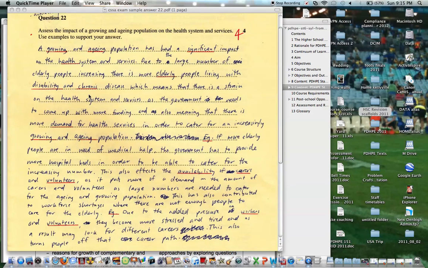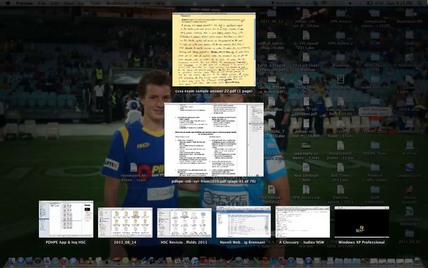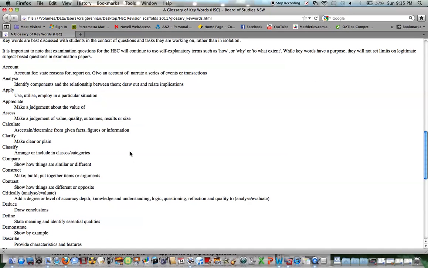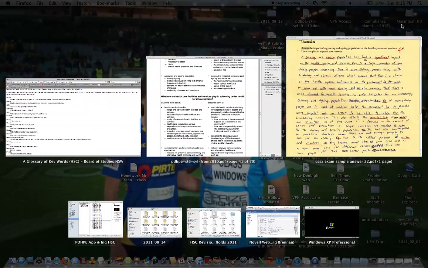Question 22 asks students to assess the impact of a growing and ageing population on the health system and services, and they've actually included in here use examples to support your answer. If we think about our key term being assess, just going to have a quick look at our glossary. We'll see here that assess means to make a judgment of value, quality, outcome, result, or size. So it requires students to make a judgment regarding the impact of the healthcare and services. That's what we're looking at in this question here.